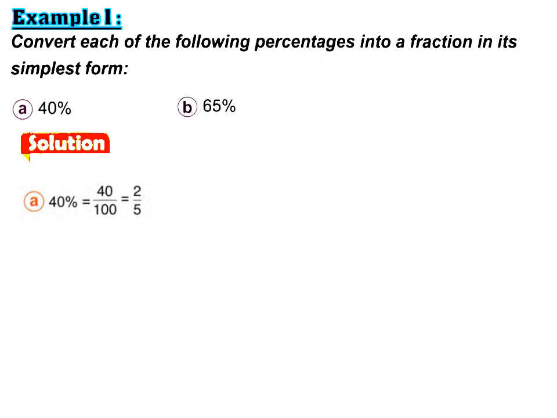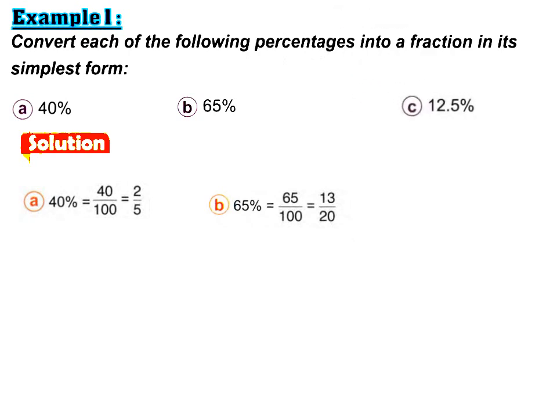Letter B, 65%. As a fraction, it will be 65 over 100 because in a percentage the second term equals 100. Putting 65 over 100 in its simplest form, it will be 13 over 20. You can use your calculator to get the simplest form. Write 65 over 100 in the calculator and press equal. It will give me 13 over 20, the simplest form.